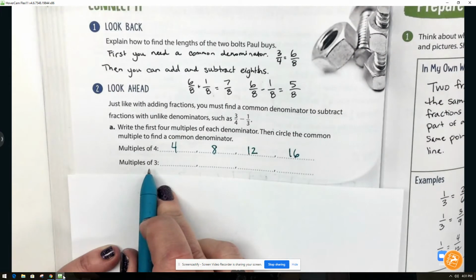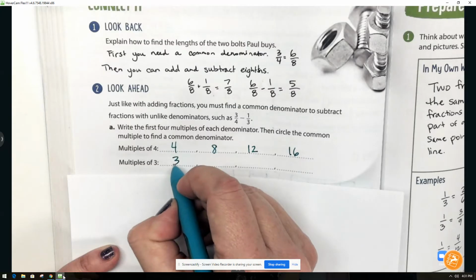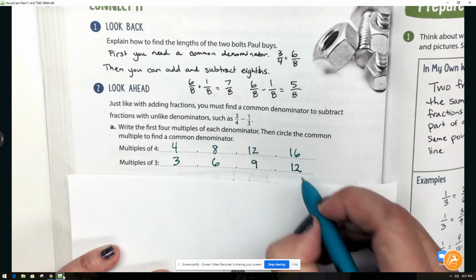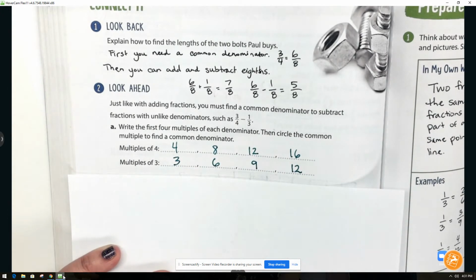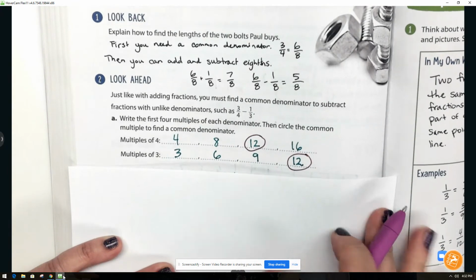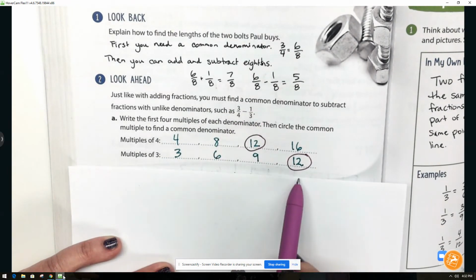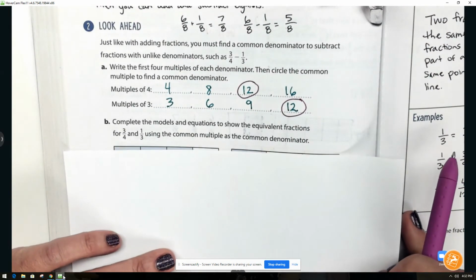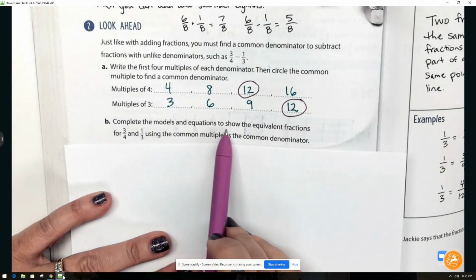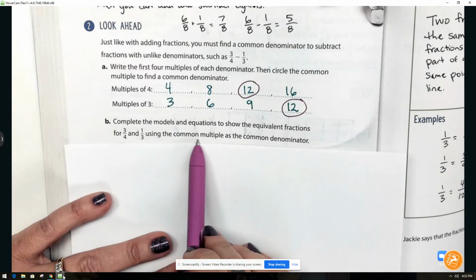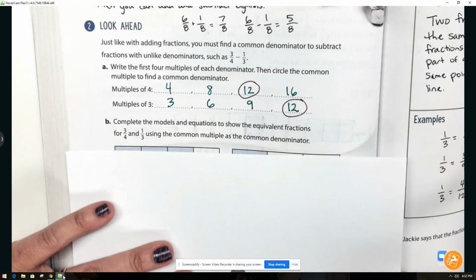Then we're going to move to our multiples of 3. 3 times 1 is 3. 3 times 2 is 6. 3 times 3 is 9. 3 times 4 is 12. Then we're going to look and see if we have any common multiples. So our common multiple is 12. So we know that we need to take 3/4 and 1/3, use a new denominator of 12, and then make equivalent fractions. It says, complete the models and equations to show the equivalent fractions for 3/4 and 1/3 using the common multiple as the common denominator.